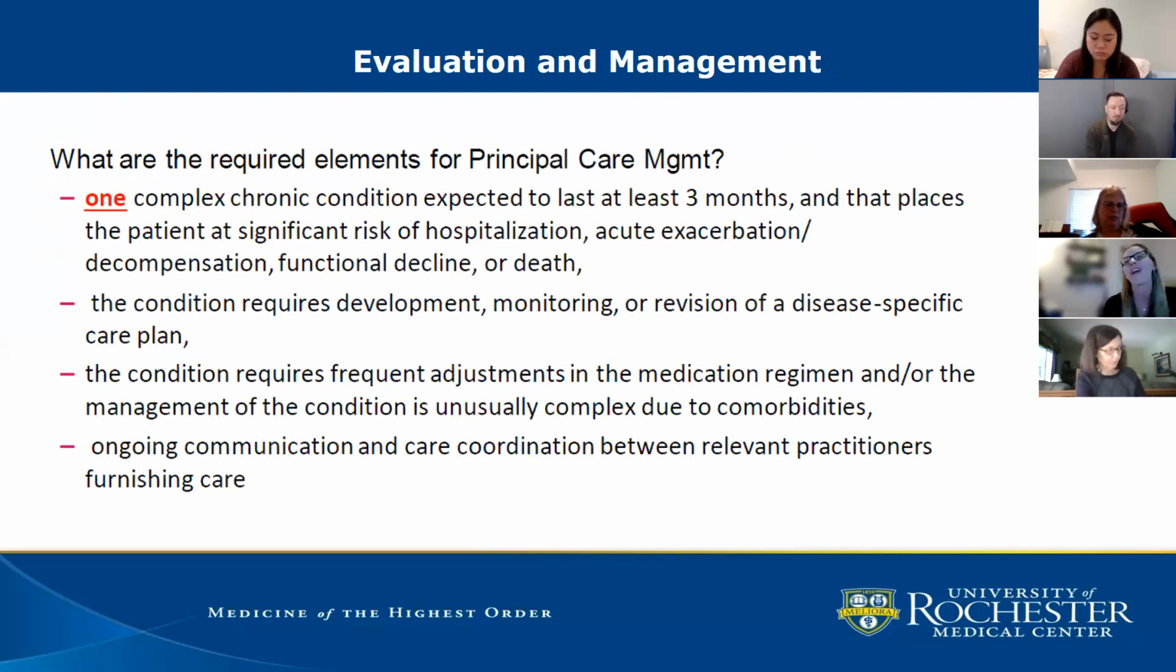So what are the required elements for principal care management? Here's where these new codes became included, because as we know with the other ones, they had to have at least 2 problems. With principal care management, the only requirement is 1 complex condition, but this condition is expected to last at least 3 months. And it does place the patient at significant risk for hospitalization, functional decline, or even death.